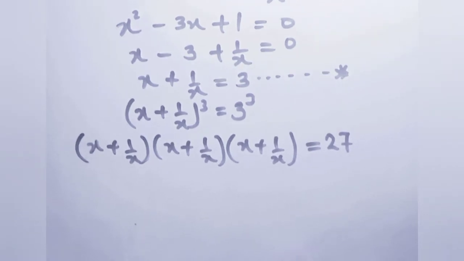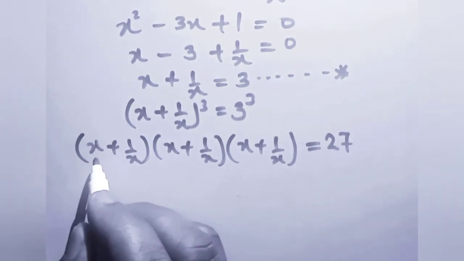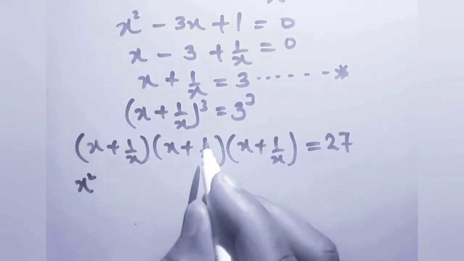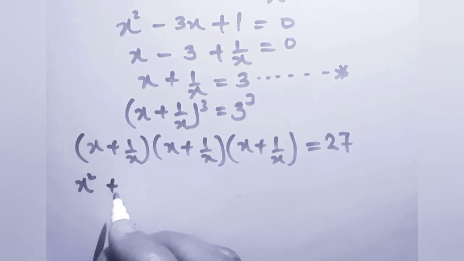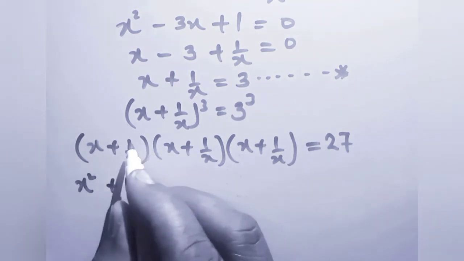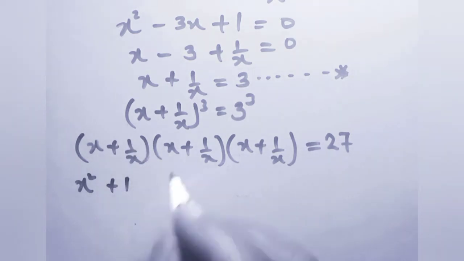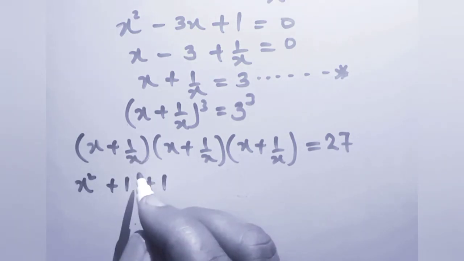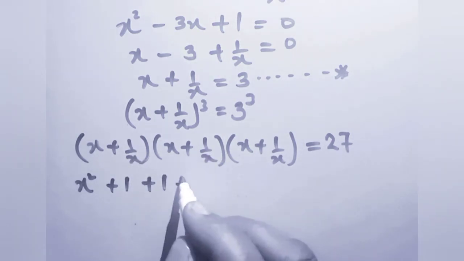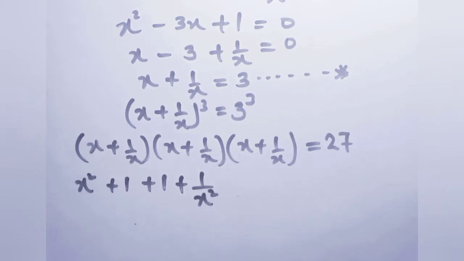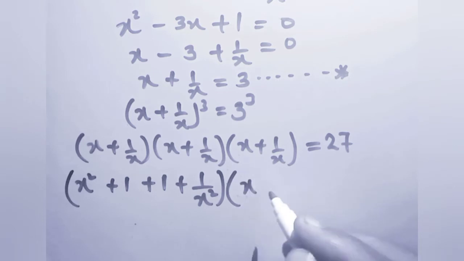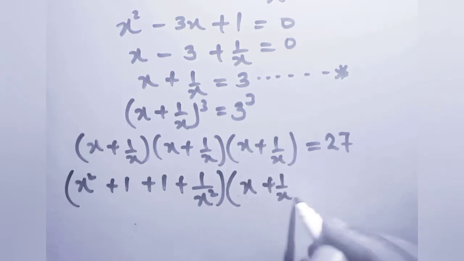Now let's move on. Let's expand these two brackets first. Now x multiplied by x will give me x squared. X multiplied by 1 over x will give me 1. Okay, 1 over x multiply with x will give me another 1. Then 1 over x multiply with 1 over x will give me 1 over x squared. All right. Now I'm having x plus 1 over x here.